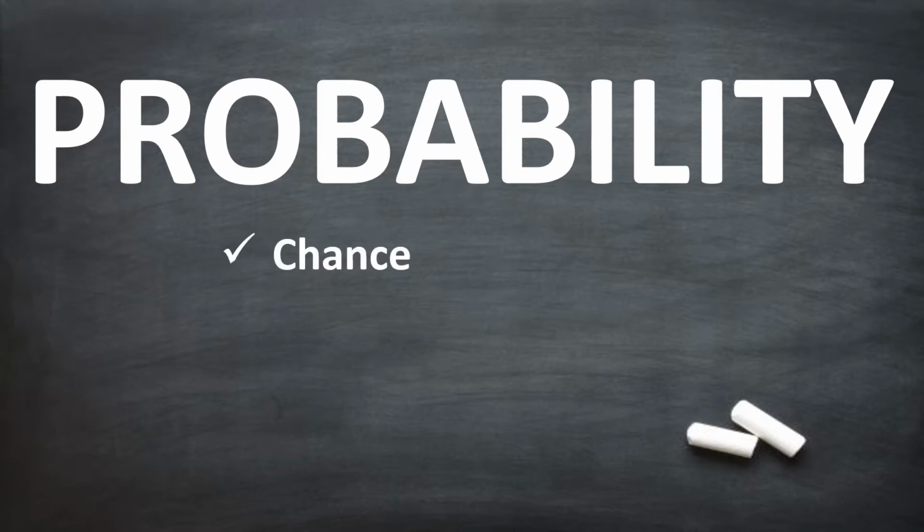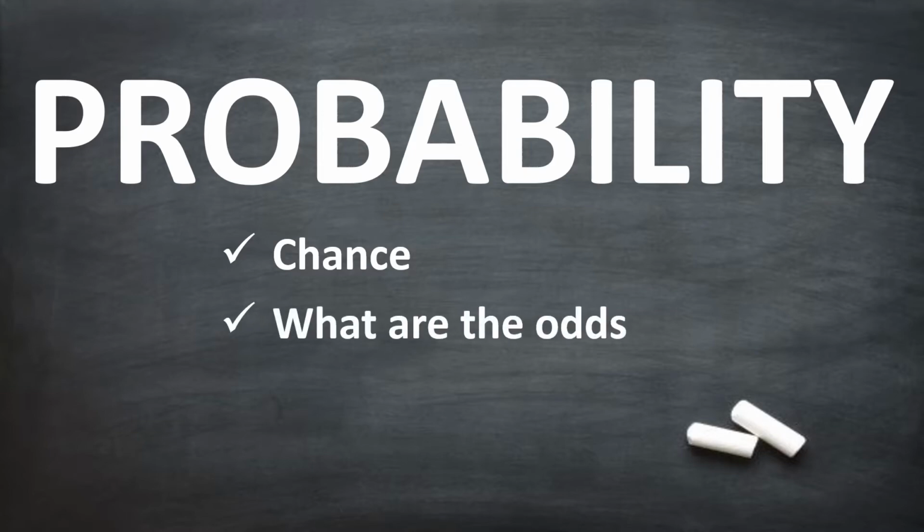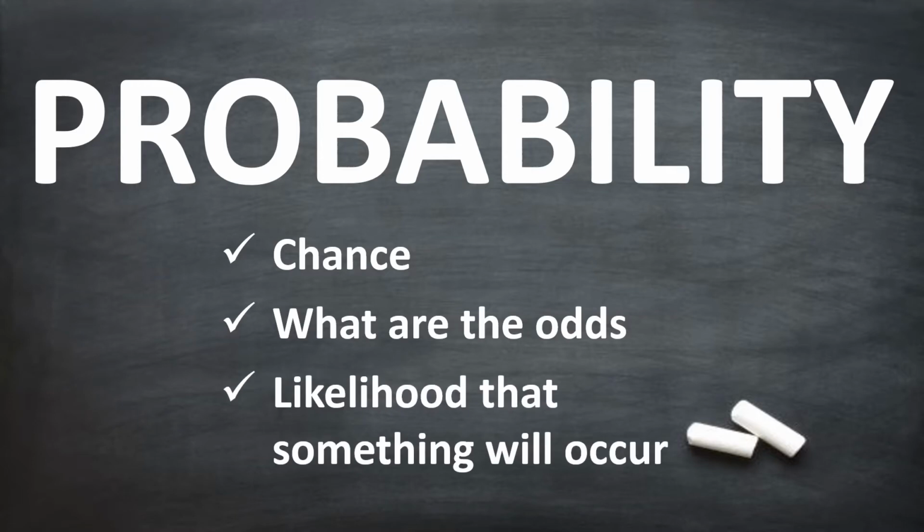Probability can also be defined as a game of chance, meaning to say you don't know if this might happen or not. And since probability is a game of chance, we are testing what are the odds in doing a certain action or a certain scenario. Or in simple terms, we can also define probability as the likelihood that something will occur.